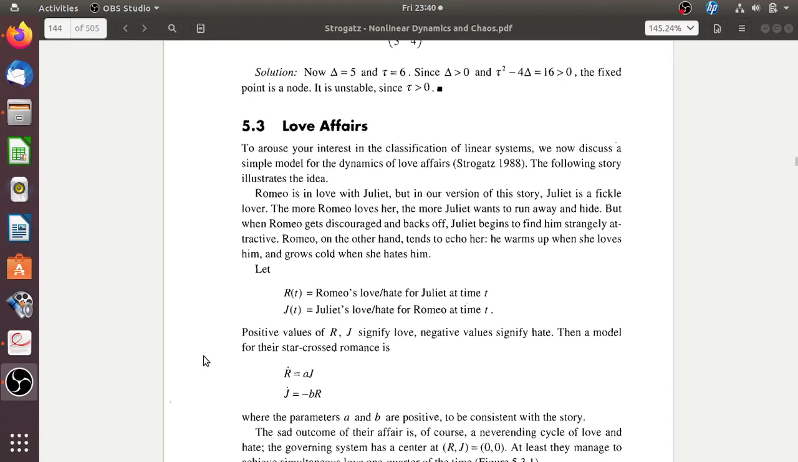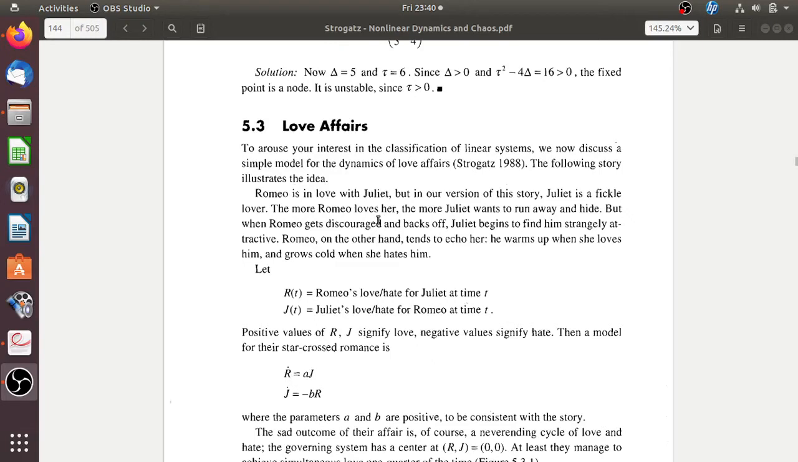In this video, we are going to discuss the topic love affairs. This is an interesting linear system which represents the dynamics of love affairs. It's about a love story between two characters, one named Romeo and another named Juliet.